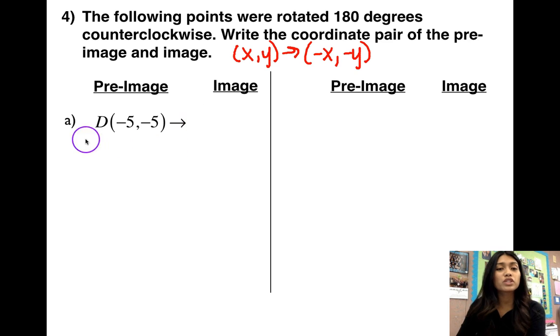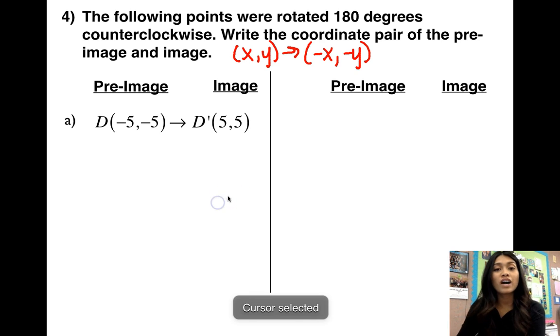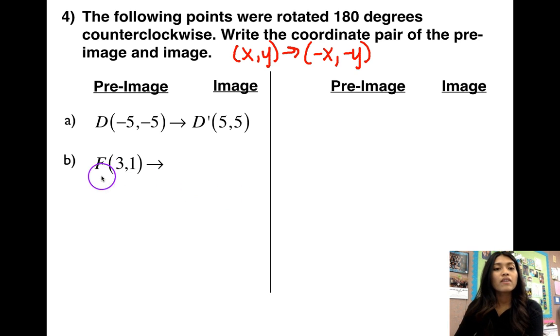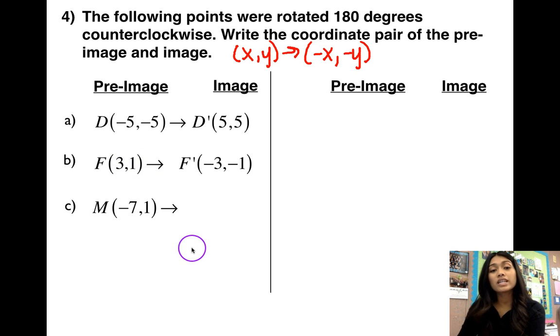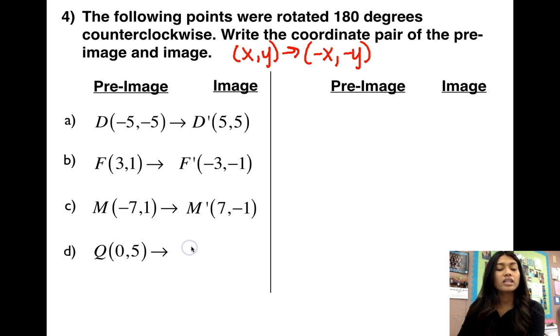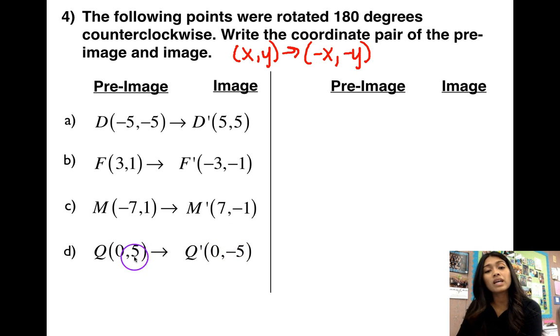So here, what was originally -5, -5 for D prime will become 5, 5. For F, what was originally 3, 1, for F prime will be -3, -1. So I'm just taking the opposite value of the x, opposite value of the y. For M, which was -7, 1, will become M prime, which is 7, -1. And then for Q, which is 0, 5, will then become Q prime, which is 0, -5. So notice again, there's no such thing as a -0, so we just kept it as 0, but we went ahead and took the opposite of 5, which is -5.